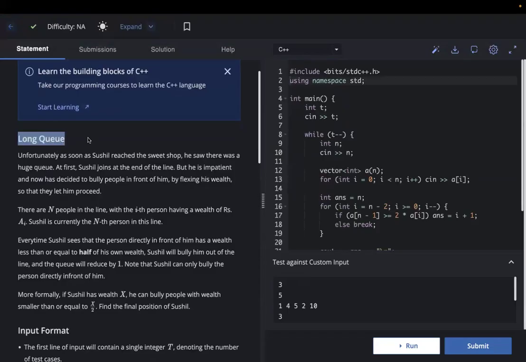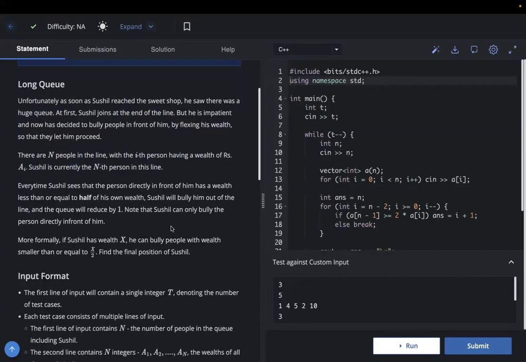The second problem is long queue. The problem says that unfortunately, as soon as Sushil reached the sweet shop, he saw there was a huge queue. At first, Sushil saw giants at the end of the line, but he's impatient and now he decided to bully people in front of him by flexing his wealth so that they will let him pass. There are N people on the line with the ith person having wealth of rupees A_i. Sushil currently is the Nth person in this line.